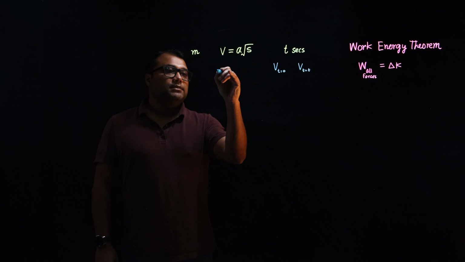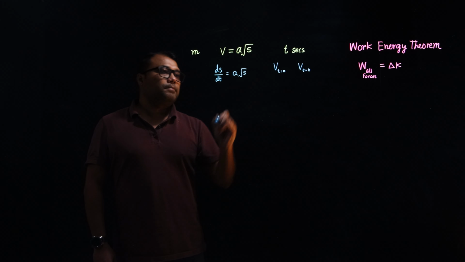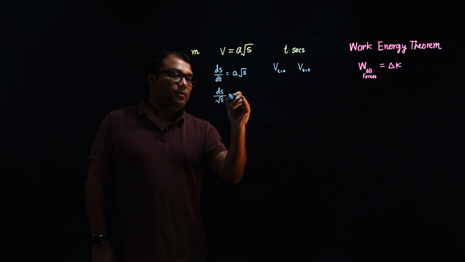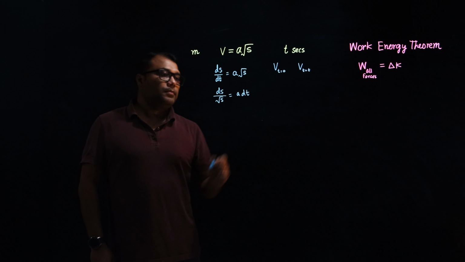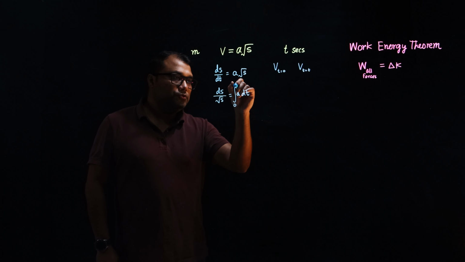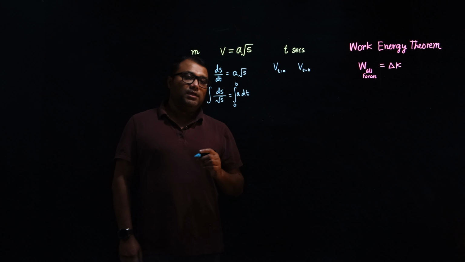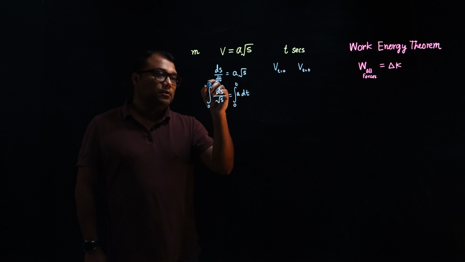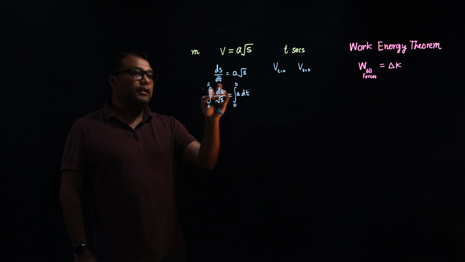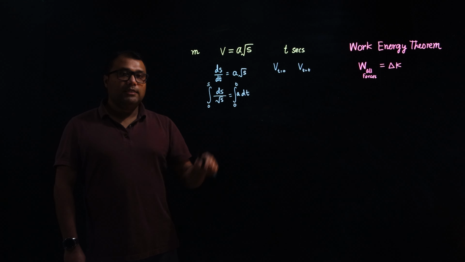So velocity can be written as ds by dt equals a root s. Now if we bring root s to this side and move dt to the other side, and integrate both sides from 0 to time t, let's say at time 0 the displacement was 0, and at time t the displacement is s.